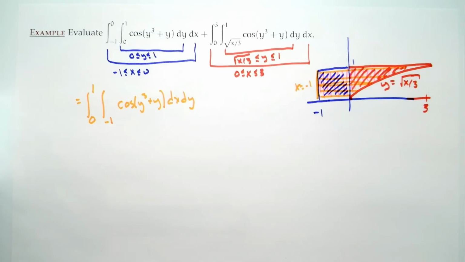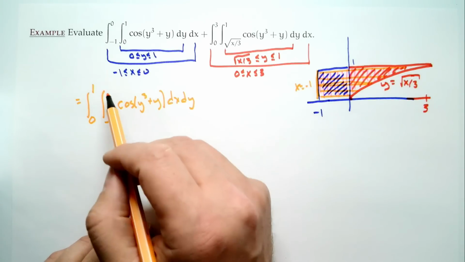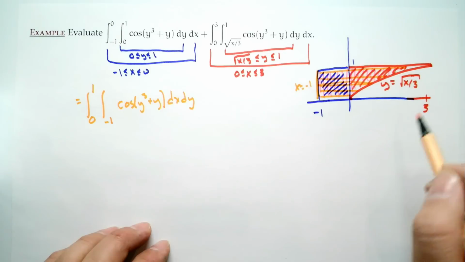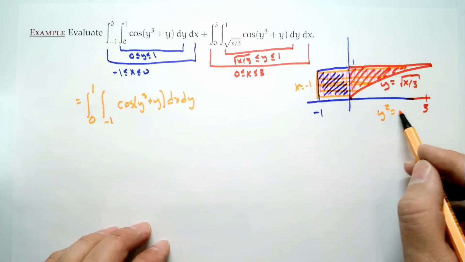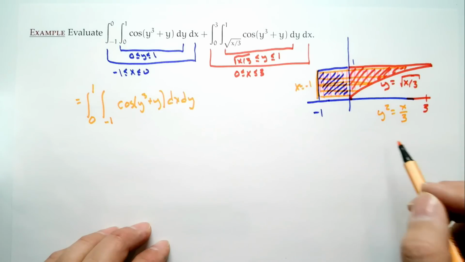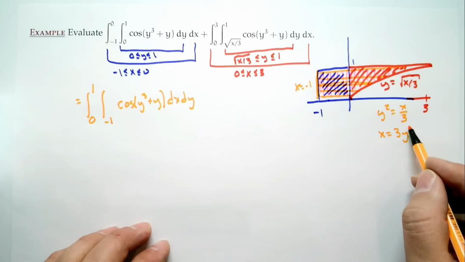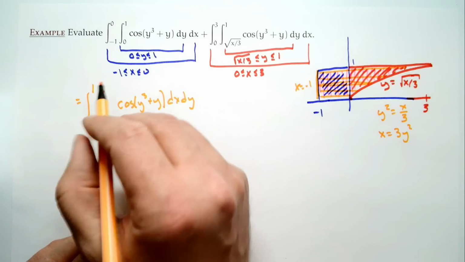I say currently because we're going to change it, because we want to write it as x equals something, because these are my bounds for x. So y equals square root of x over 3. That says y squared is x over 3, which says that x is 3y squared. All right, 3y squared.